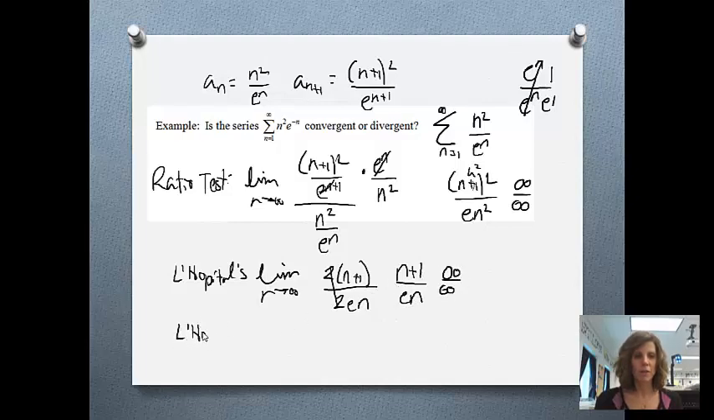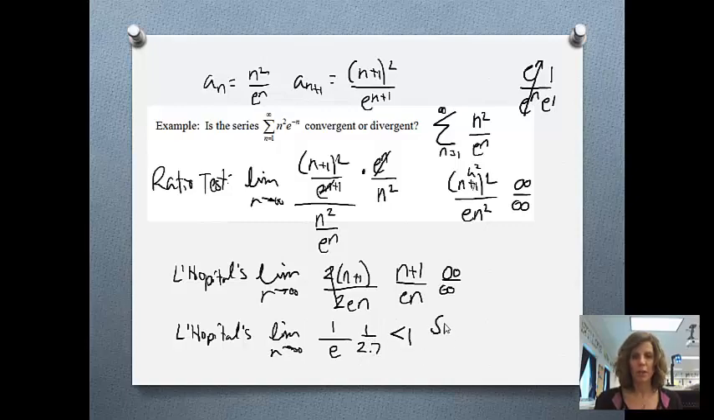So once again, time for L'Hopital's. So I'll get the limit as n approaches infinity. The derivative of n plus 1 is 1, the derivative of en is e, and 1 over e is my answer. So 1 over e, this would really be like 1 over 2.7 something, and 1 over 2.7 something is definitely less than 1.